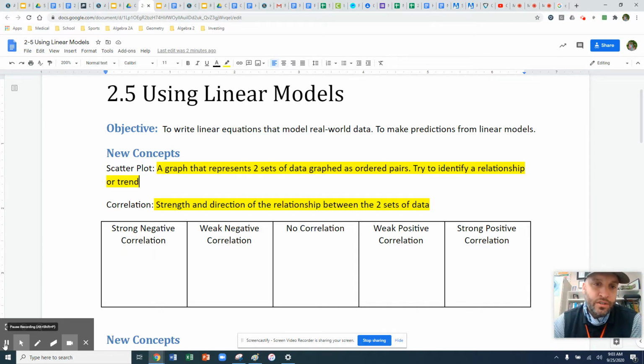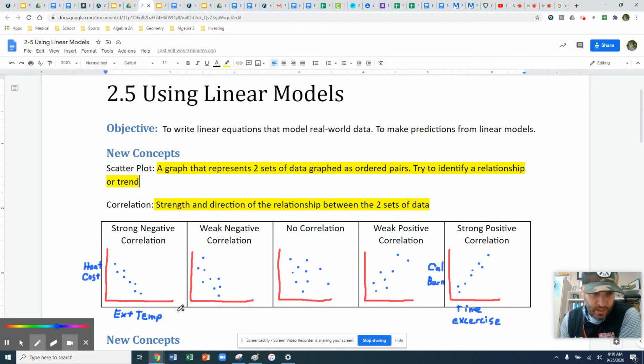First, a scatter plot is a graph that represents two sets of data graphed as ordered pairs, and then we try to identify a relationship or trend between the data. The correlation is the strength and direction of the relationship between the two sets of data.